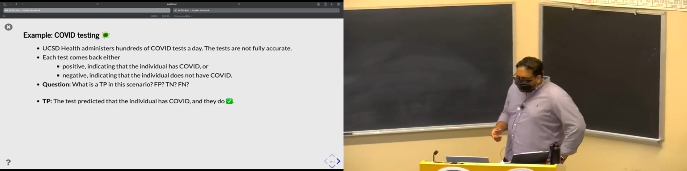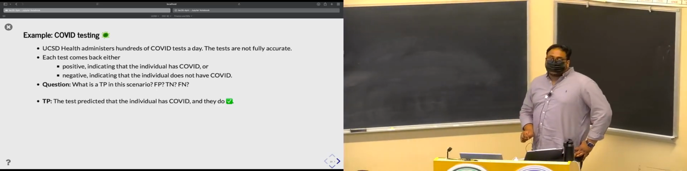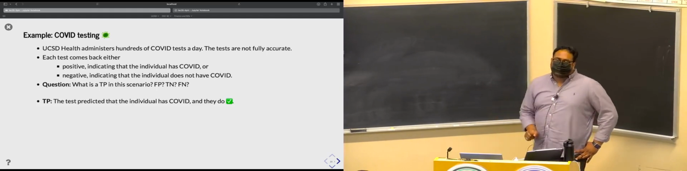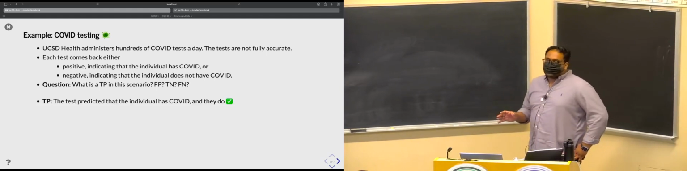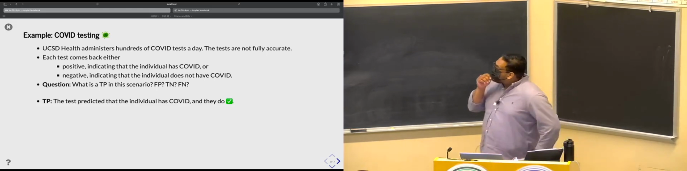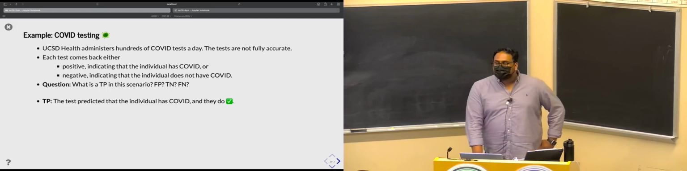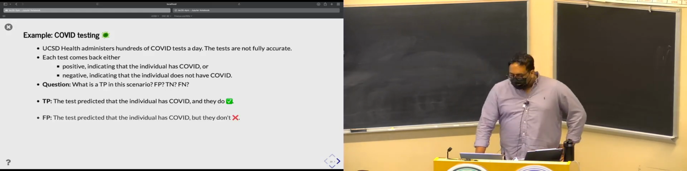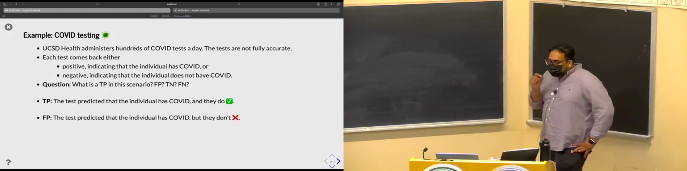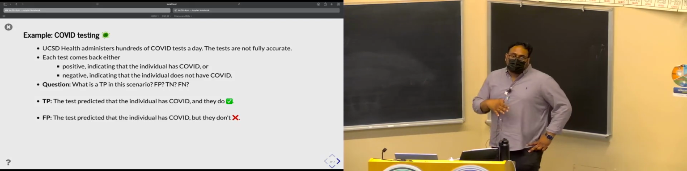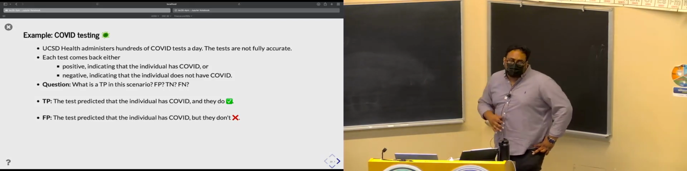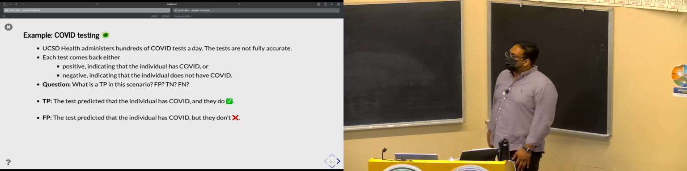Right, a true positive is the scenario where you have COVID and the test says you have COVID. We agree? All right. What's a false positive? Right. A false positive is where the test says you have it, but you actually don't. It's like a false alarm. Right? You rang the fire alarm, but there isn't actually a fire.